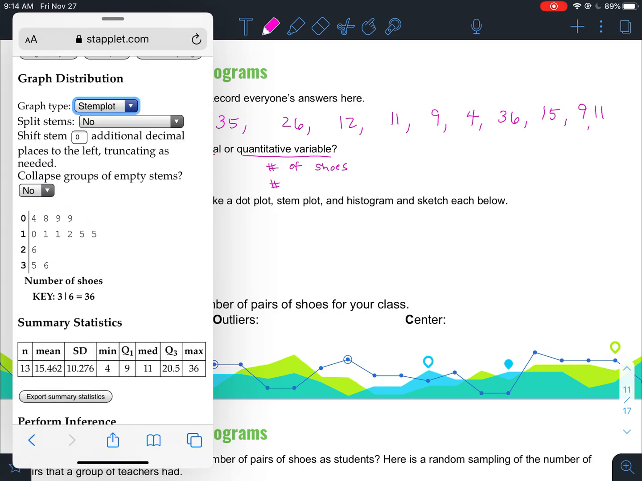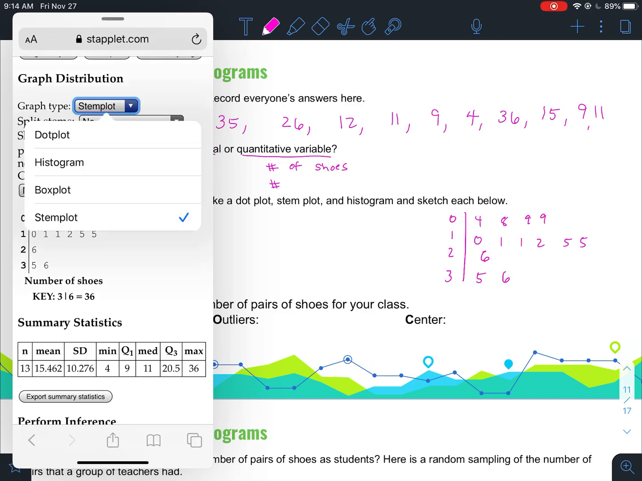We can also do a stem plot. So notice we have the tens digit and ones digit like I showed you. So 4, 8, 9, 9, 10, 11, 11, 12, 15, 15, 26, 35, 36. So this website can do all of the different data sets for us. So let's sketch in our stem plot. So 0, 1, 2, 3, and then it would be 4, 8, 9, 9. Then 0, 1, 1, 2, 5, 5, and then 6, and then 5 and 6. So there's my stem and leaf plot.